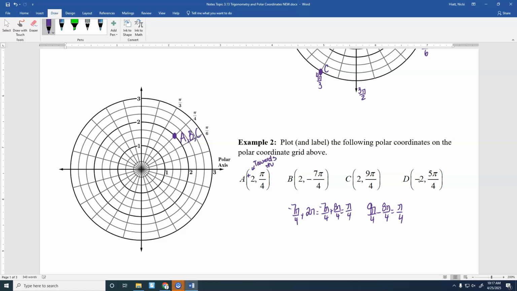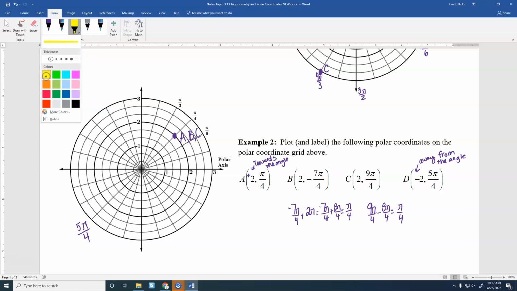Okay, so when you have a positive radius, you go towards the angle. So everything so far we've gone out towards the angle. If we have a negative radius, we want to go away from the angle. So here's what that looks like. 5 pi over 4 is right here. I'm going to use my highlighter, and I'm going to highlight that line for 5 pi over 4. And then I'm going to keep on going and go all the way across the circle, right? Make myself a line right there.